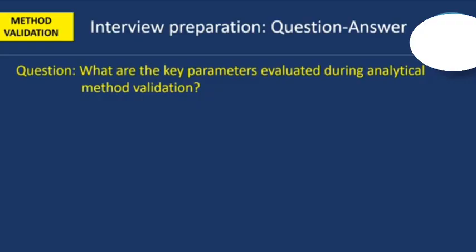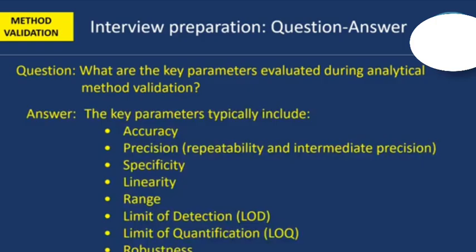Next question, what are the key parameters evaluated during analytical method validation? The key parameters typically include accuracy, precision, that is repeatability and intermediate precision, specificity, linearity, range, limit of detection, that is LOD, limit of quantification, that is LOQ, and robustness.